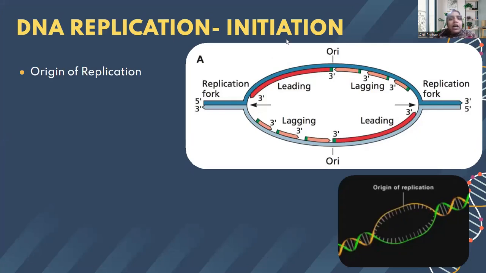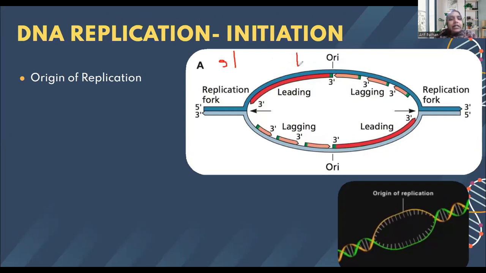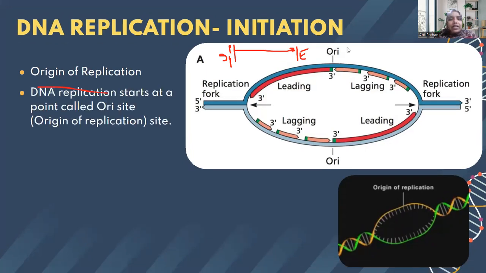For example, a race has to be run. So there will be a start spot and an end. Here all the participants are standing, and then from here they will start running to the end, to the finish line. So this starting point is known as the origin of replication. Ori, you can also refer to it as the Ori. Okay, so DNA replication starts at a point called the Ori site or origin of replication site.